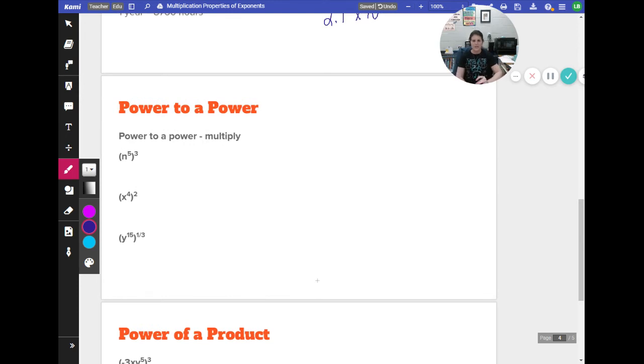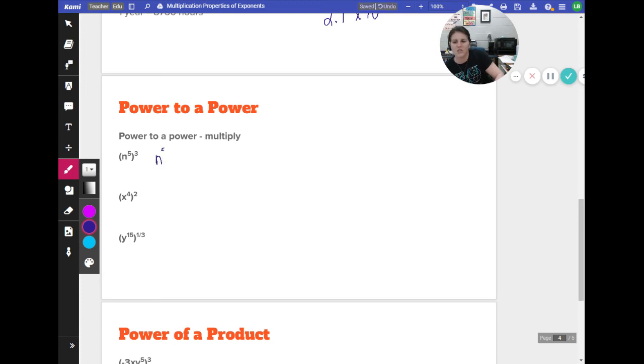All right, next we're going to look at a power to a power. There's a nice little song somebody made up at some point in time. It says, power to a power multiply. I always think of that when I say power to a power multiply. So we have a power raised to a power. Let's think about what that means.